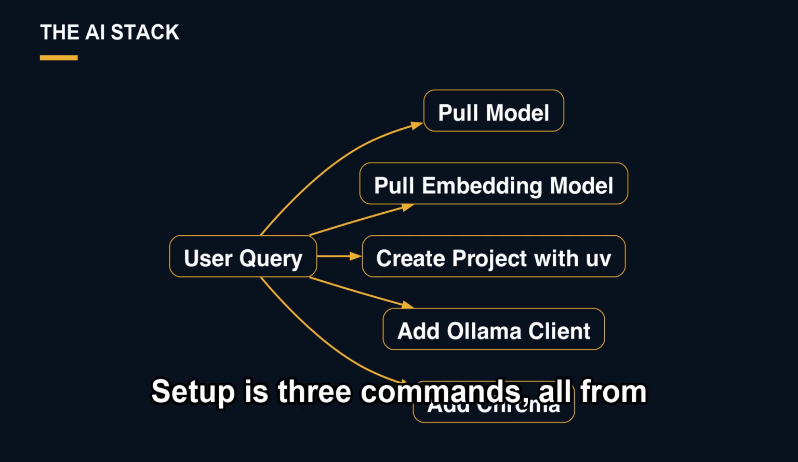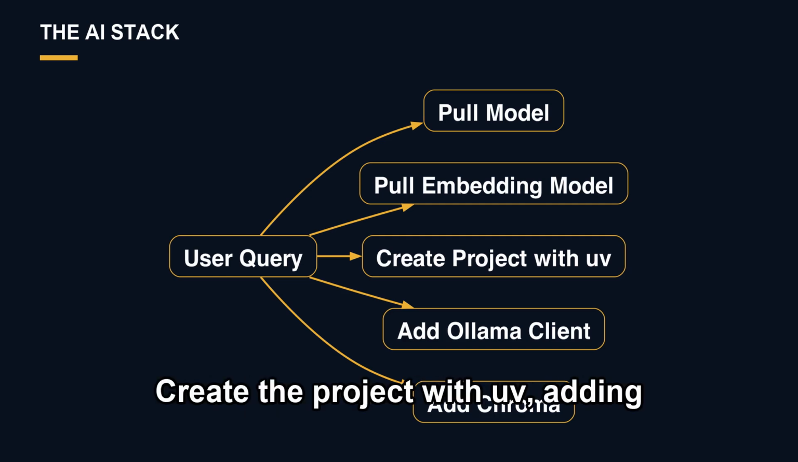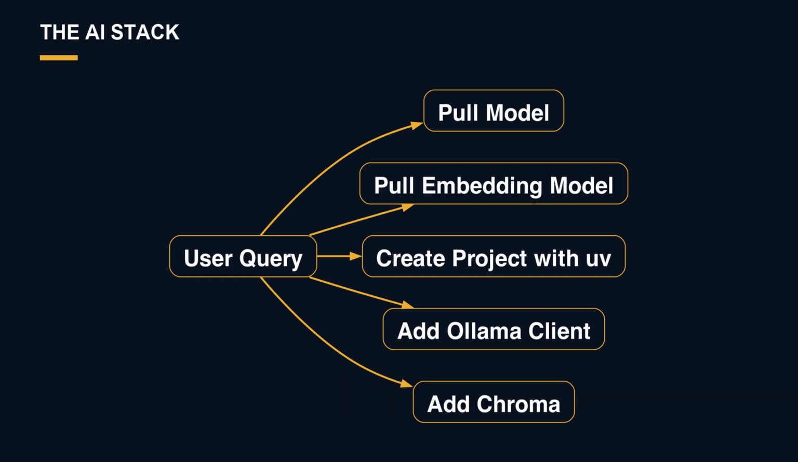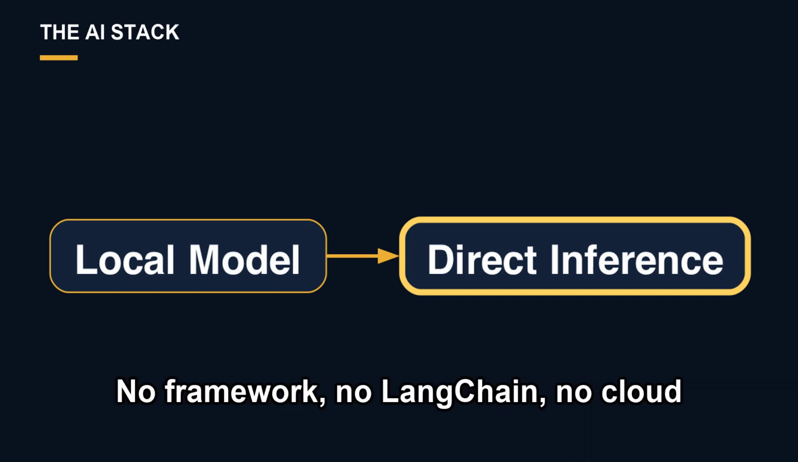Setup is 3 commands, all from the Starter Kit episode's toolbox. Pull the chat model. Pull the embedding model. Create the project with Uv, adding just 2 packages, the Ollama client and Chroma. Notice what we are not installing. No framework, no LangChain, no cloud SDK.